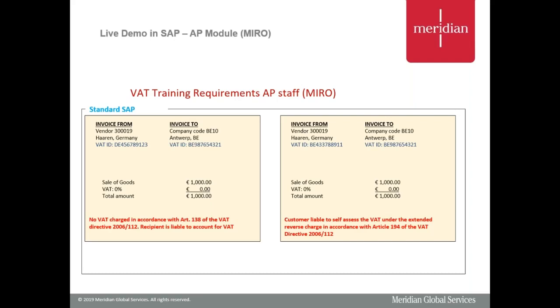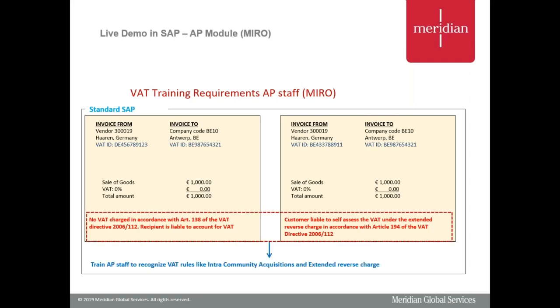So importantly, what we would need to do right now without a solution like Meridian's is potentially teach our AP resources how to understand the exemption text printed on the invoice here, such as the Article 138 on the left and Article 194 on the right. Even with a huge amount of VAT knowledge, it's quite difficult to tell these articles apart in all of the different jurisdictions in Europe, and with that information then select the right tax code.